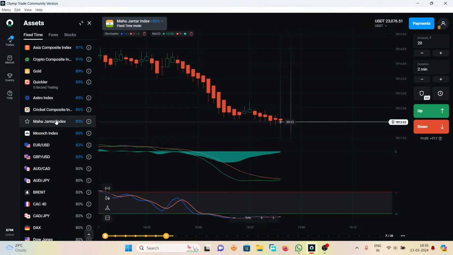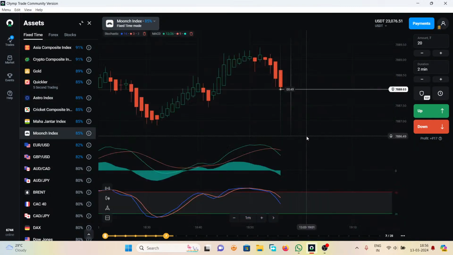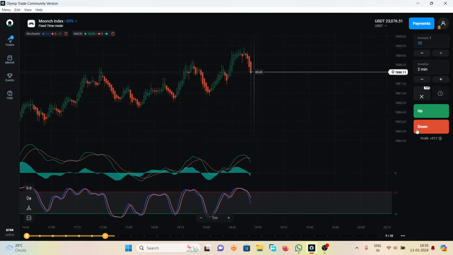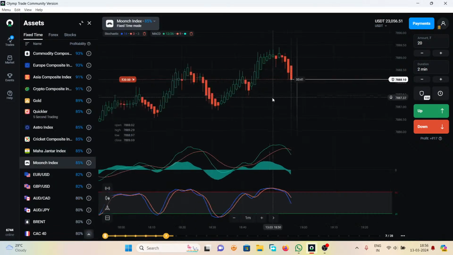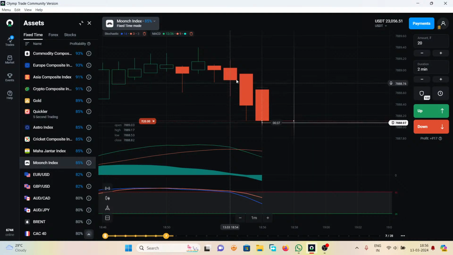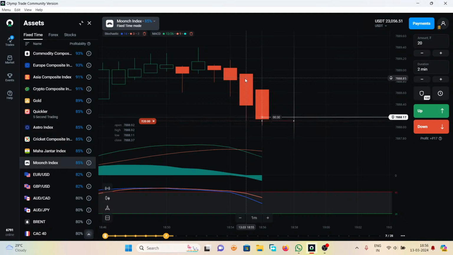Let's find something. Not here as well. Mooch index. Okay, here we are having some kind of thing. So let's open the trade one. Check this out also.